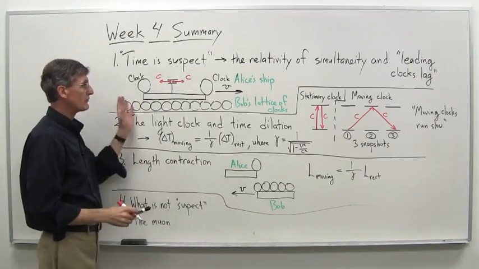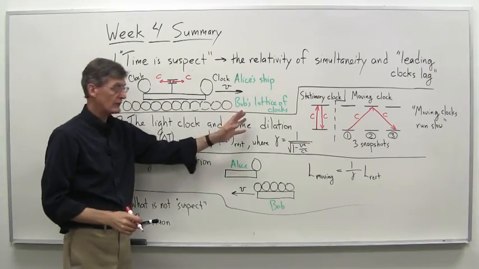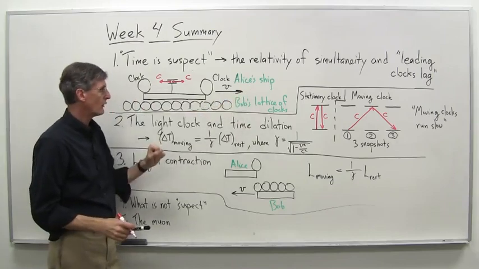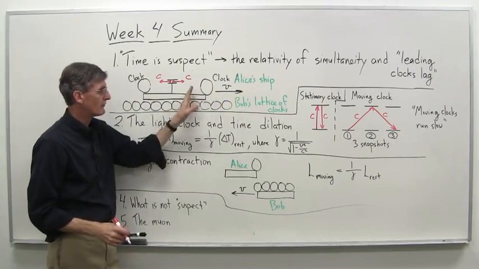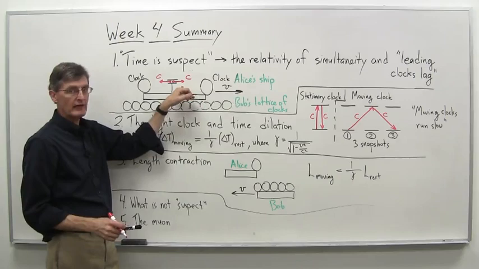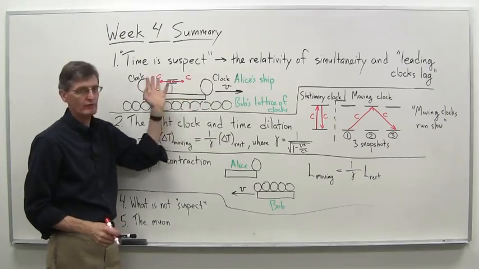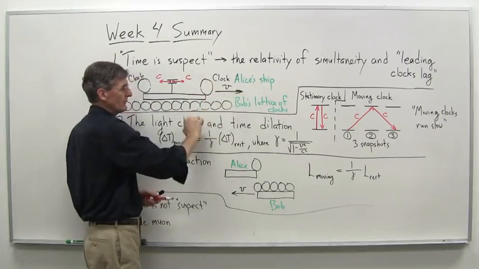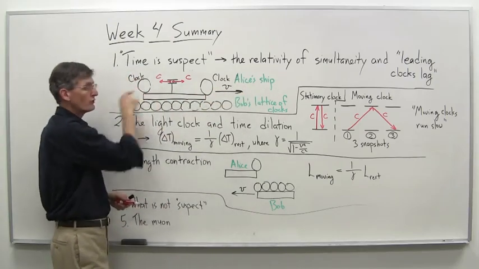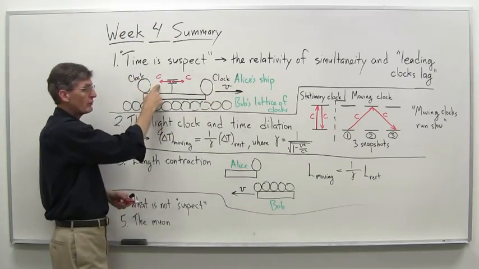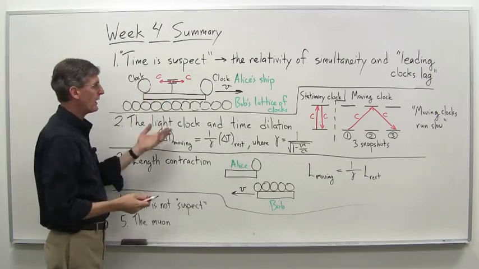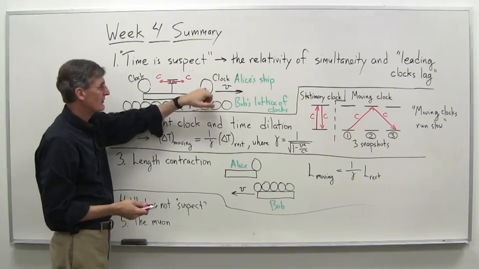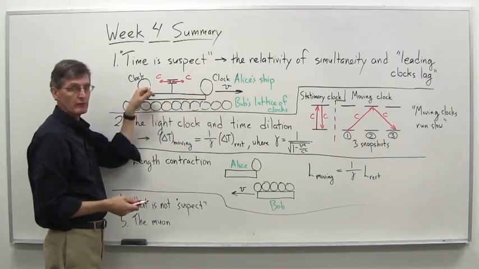So what that means from Bob's perspective, let's take a look. He's watching Alice's ship go that way. This clock is receding away from this light pulse. Obviously, the light pulse is going faster, so eventually it will catch it, but it has to run ahead to catch it up, whereas this clock is heading toward the leftward-going light pulse. The result is that Bob will see the rightward-going light pulse hit this clock later than the other light pulse hits its clock.